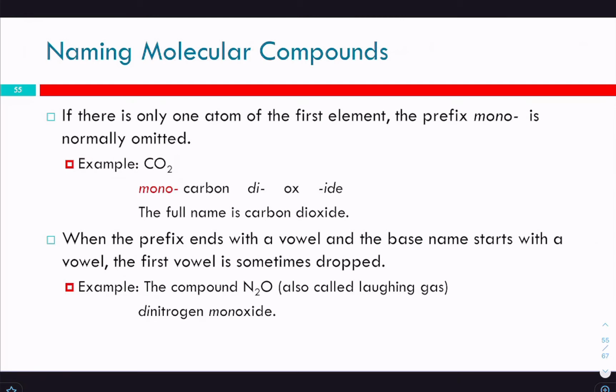So here we're checking out CO2. Right? So for our first element, if the prefix is mono, you can usually drop that prefix. It's not wrong to include it necessarily, but it usually does get dropped. So CO2 would be monocarbon, meaning one carbon, di, meaning two, in this case, ox, which is the oxygen, and then we change that ending to IDE to indicate that it's part of that compound. So it's carbon dioxide.